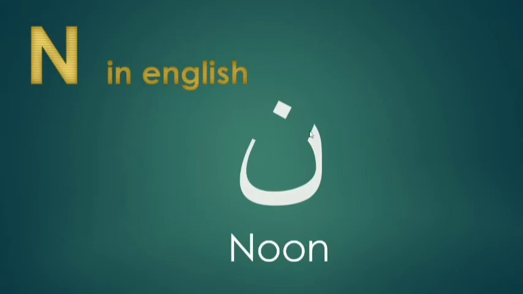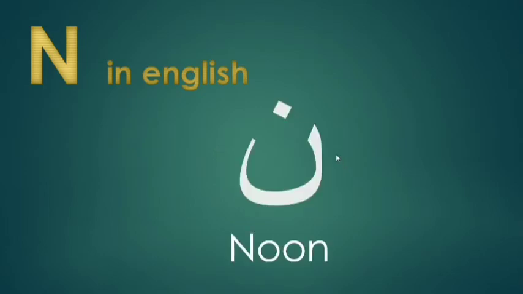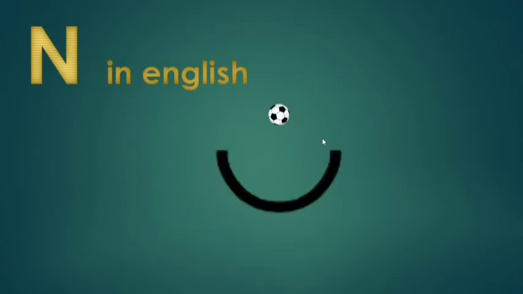So our new letter was Noon. We call it Noon, but we pronounce it like N in English. So let's listen. Noon. Noon is like a dish or half of a circle, and there is a dot above it like that. Noon. You see?